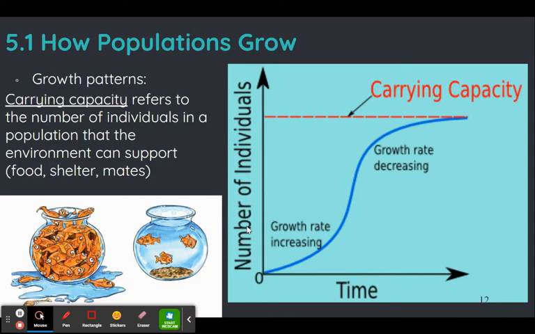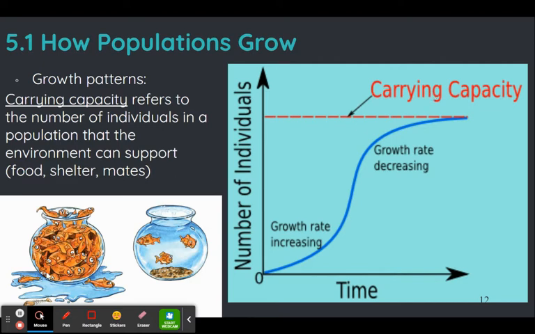So, how populations grow. We've got a couple different types of growth patterns. And when we're exploring growth patterns, one of the terms I want you to keep in the back of your mind is carrying capacity. Carrying capacity refers to the number of individuals in a population that the environment can support. So it's all of the resources that are available to the individuals in that population, and can they be supported?